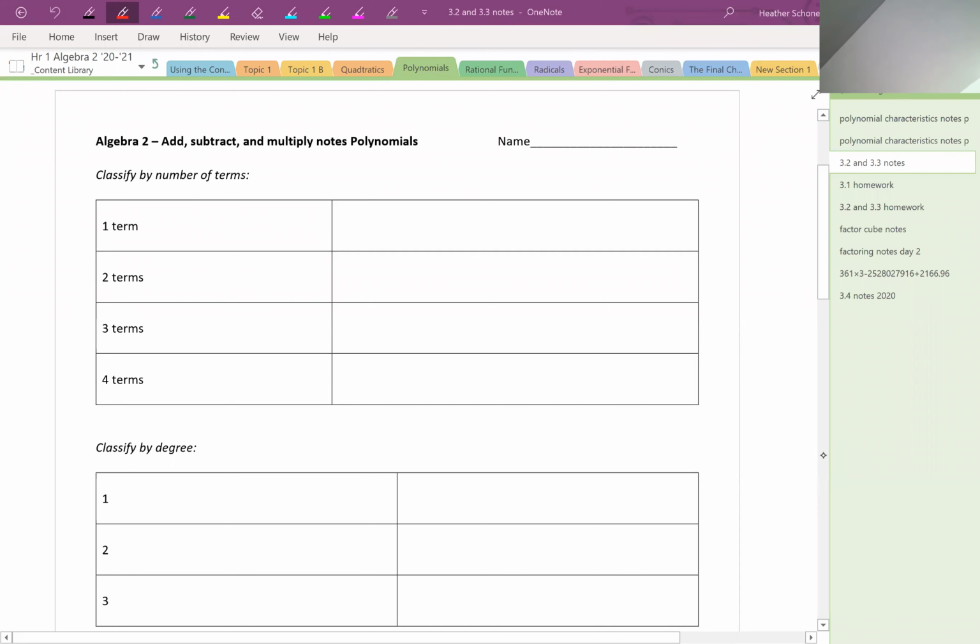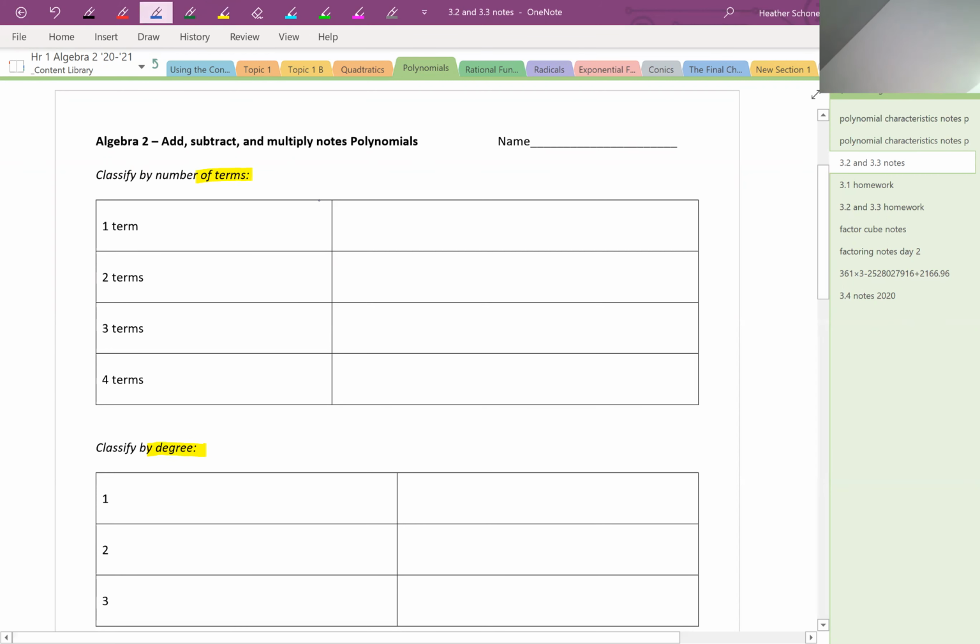Okay, this video starts with a little bit of terminology that we didn't do in the first part and then works into some procedures where we add, subtract, and multiply. All right, so the first thing we need to do is there's two different ways that we can classify polynomials. We can classify by the number of terms and we can classify by degree.